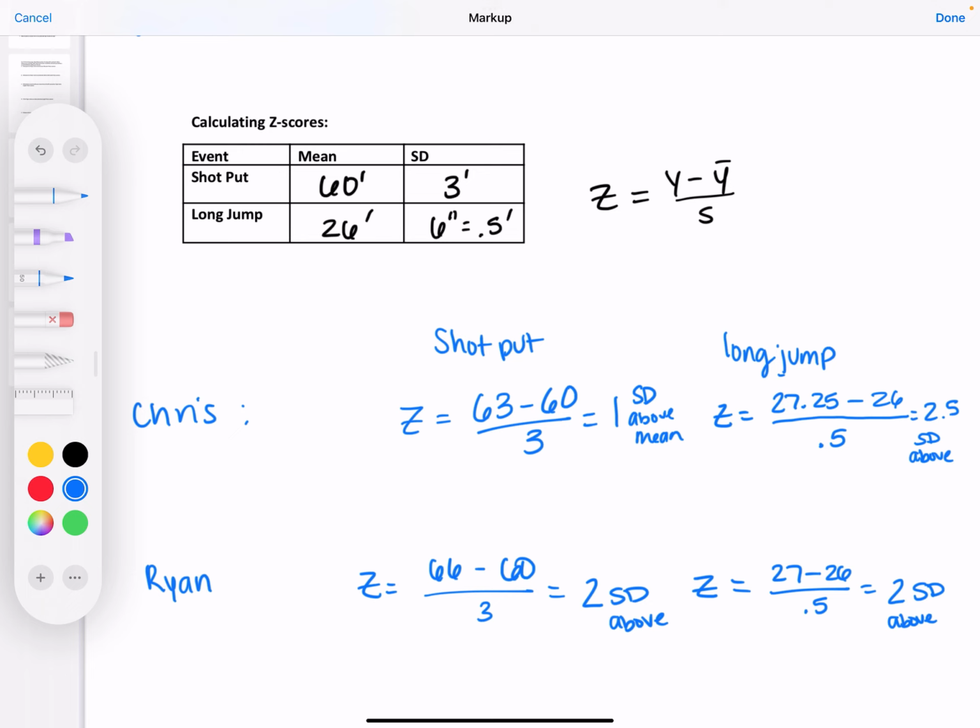So which athlete did better? Look at both things together. On average, who did better? Ryan. So Ryan is the better athlete.